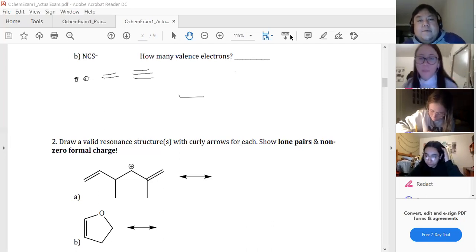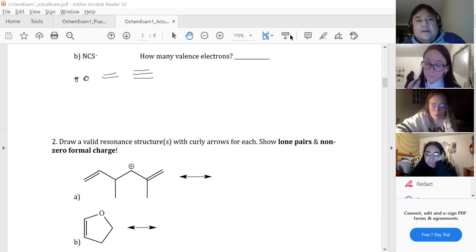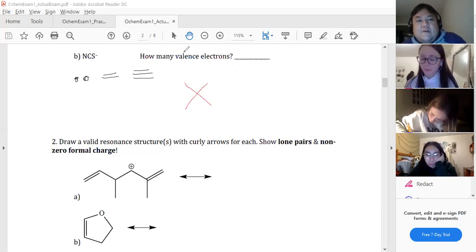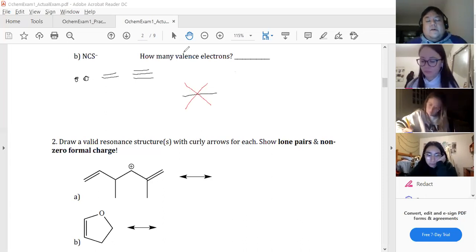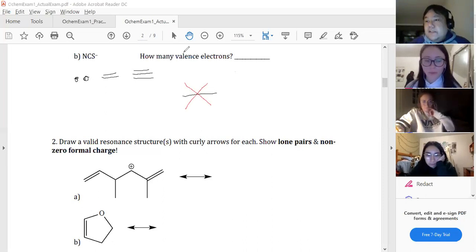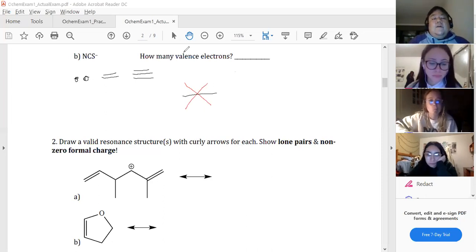because our single bonds, our sigma bonds, are like the base skeleton of our molecules. So we don't want to rearrange that, okay? So single bonds we do not move, but we can move lone pairs. Now, if I draw an arrow, which arrow is correct?